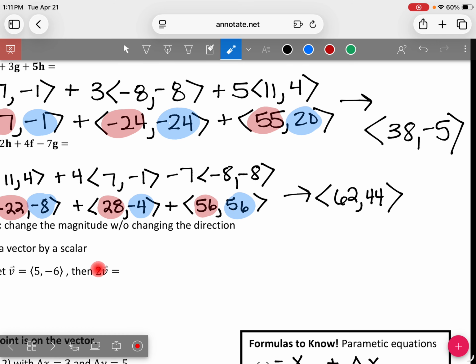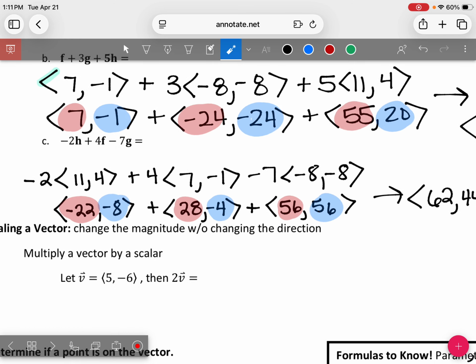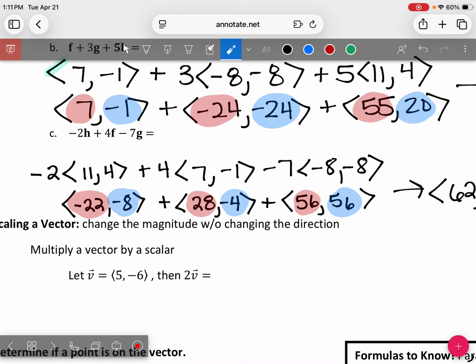All right, so let's go ahead. This is the same thing. When you're multiplying, that means you're changing the magnitude and not the direction. What we are just doing is called scaling a vector. That's what we just did. So if I multiply vector v, so this is my vector v, by 2, that just means I've scaled that vector by a factor of 2.